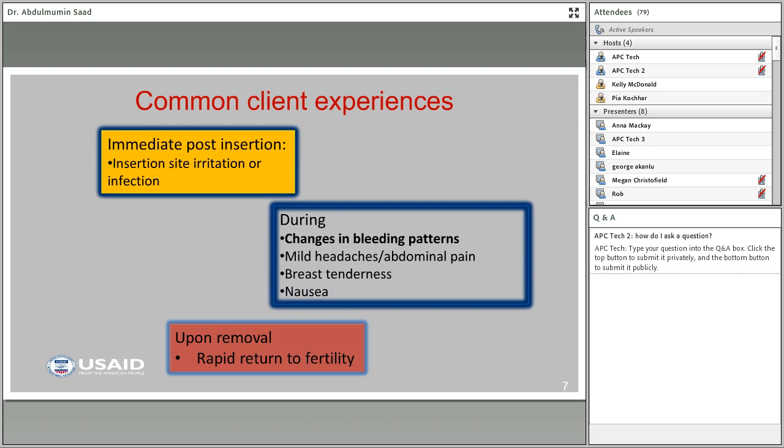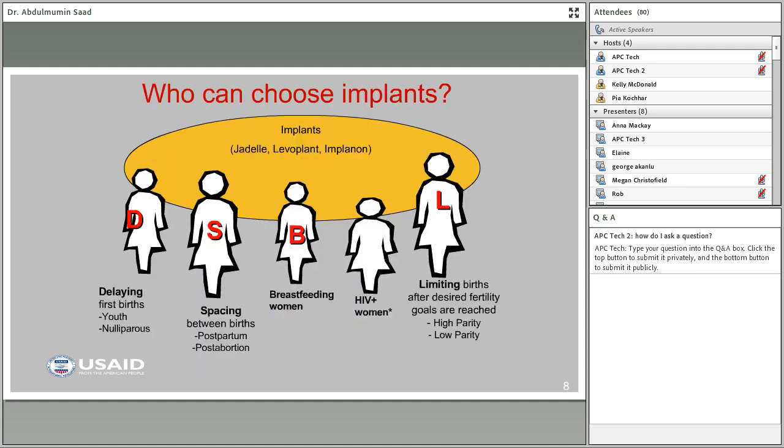These are some of the experiences from clients who use implants. Immediately post-insertion, insertion site irritation is usually the common symptom that clients present with, and very rarely infection at the site of the implant can occur, but we hardly see that in practice. The major side effect associated with the use of implants is a change in bleeding patterns related to the frequency, duration, and amount, which may result in irregular bleeding, spotting, or heavy bleeding, and in some cases, amenorrhea or cessation of the menstrual bleeding completely. Other potential side effects include mild headaches, abdominal pain, nausea, breast tenderness, and mood changes.